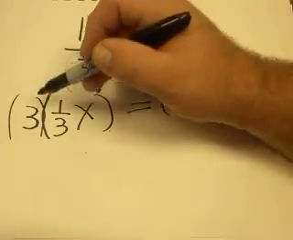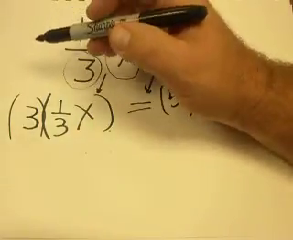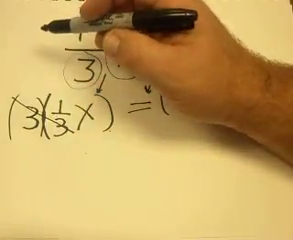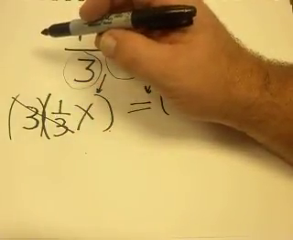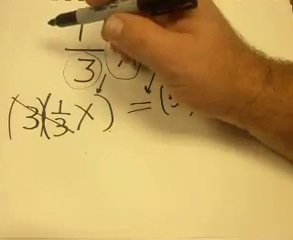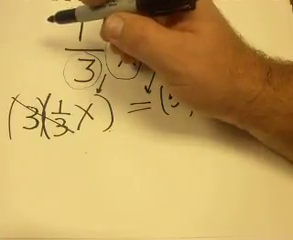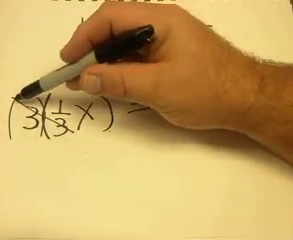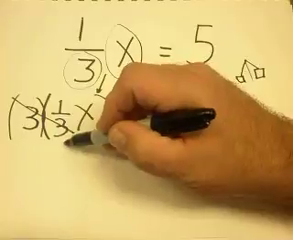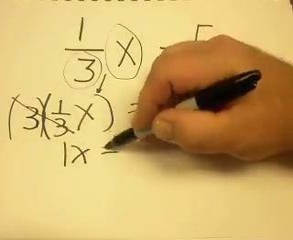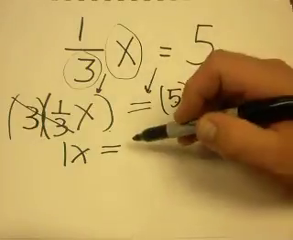Okay, so now it's time to multiply. Well, 3 times 1/3. Well, 3 1/3 is a 1, so the 3 and the 3 cancel out. And if you think about that, 3 times 1/3 is 1. It works out that way. So that cancels out, so I'm left with a 1x on this side. And bring down the equal sign, on this side 5 times 3 is 15.